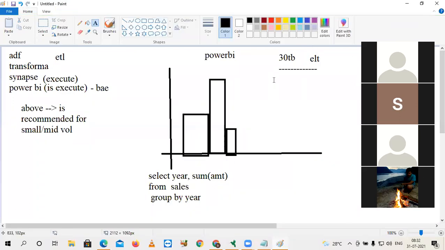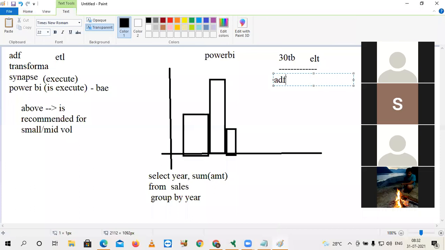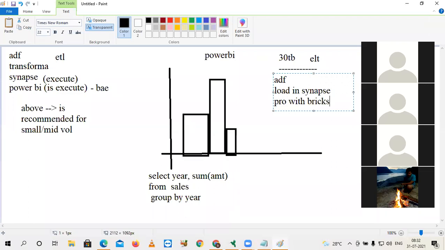Use ADF to first extract the data. Extract, load it to the data lake. Load to Synapse, process with Databricks, and again load to Synapse. But don't allow Synapse to execute the query, remember. Yes, yes. Don't allow Synapse to execute this query. Okay. Process with Databricks. Next, I processed it, loaded it back to Synapse, and connect to the Power BI tools. Results into Synapse.